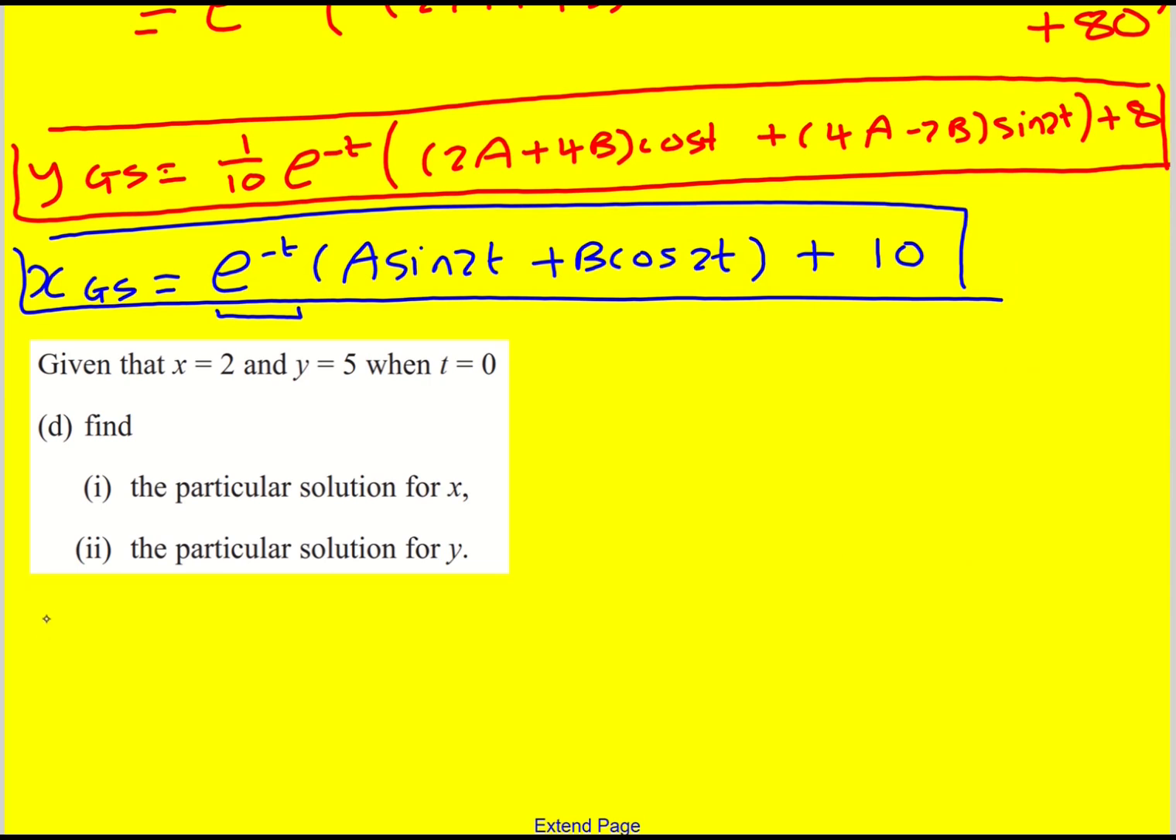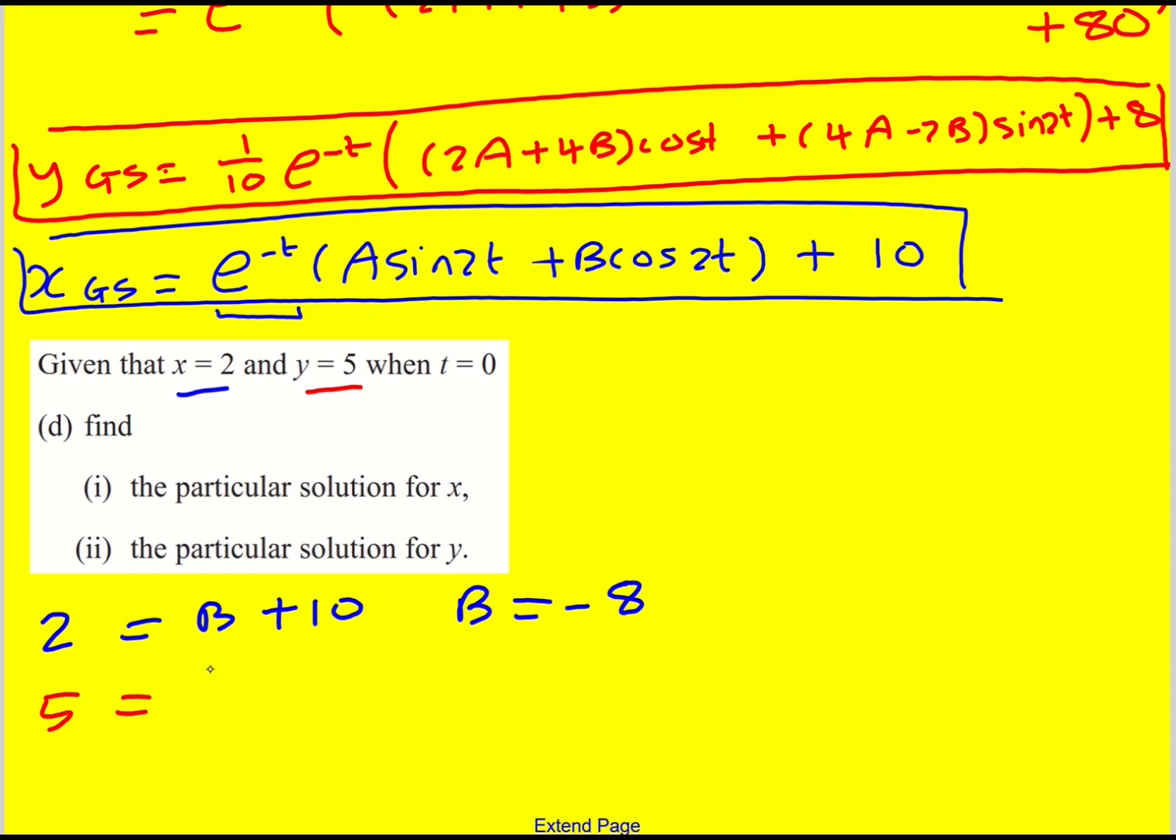So 2, let me do this in blue actually, I'm going to substitute in here, is going to equal e to the 0, which is just 1, times sine 0, which is just 0, plus b plus 10. So actually I get 2 equals b plus 10. b is equal to minus 8. Sorted. Then just need to sub in y equals 5.